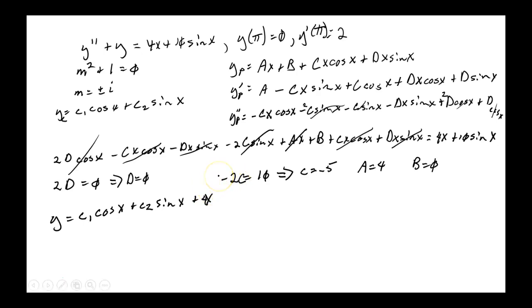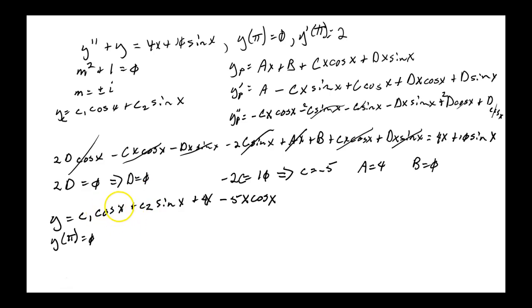Okay, sorry, my pen is so slow, I wrote on top of it almost. B was 0, so that's out of there. And C is minus 5, so that'd be minus 5x cosine x, and D was 0. All right, there is our general solution. Now we know that y of pi is equal to 0. Okay, so let's figure out what y of pi is.